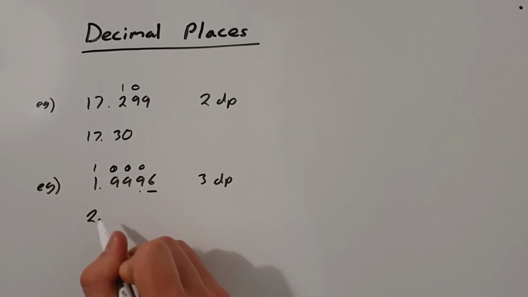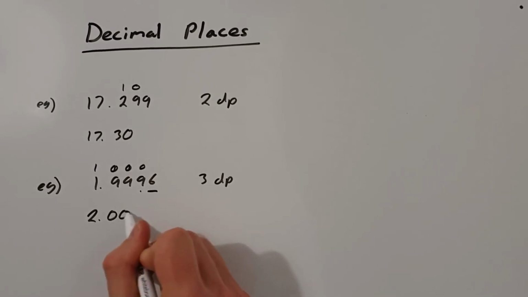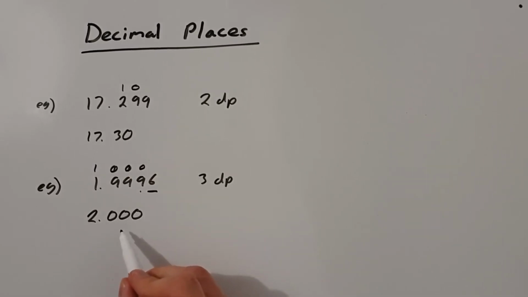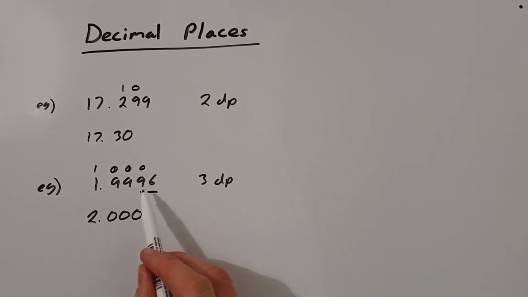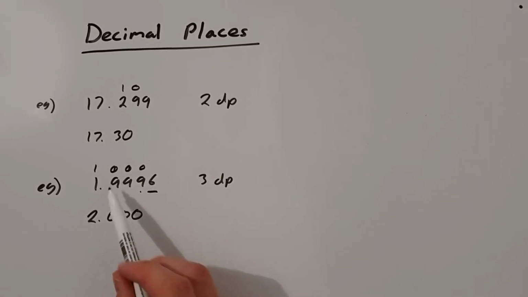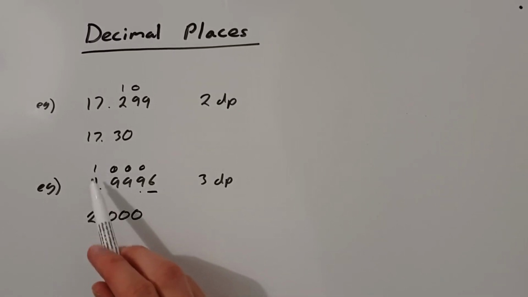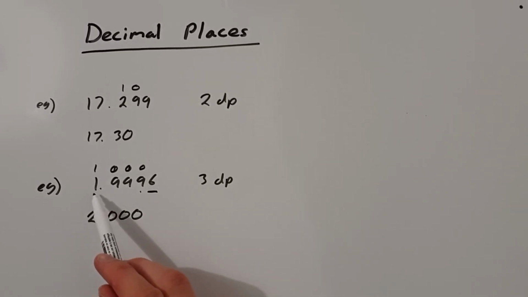So this simply becomes 2.000, okay? Which is this number rounded to 3 decimal points. Because we had all those 9s, we keep rounding the 9s up and keep taking that 10 along until we get to a number which we can then add 1 to.